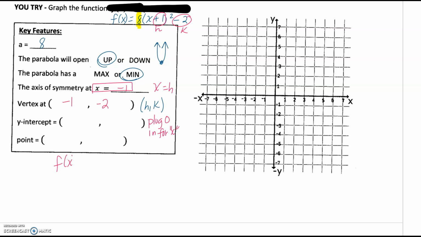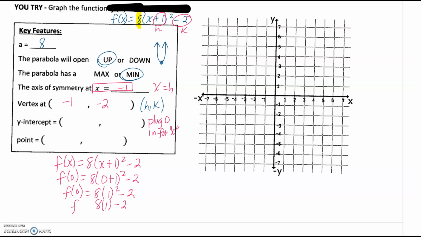So I get the f of x, I'm rewriting the equation, equals 8 times the sum of x and 1 squared minus 2. So I get the f of 0 equals 8 times 0 plus 1 squared minus 2. And what's 0 plus 1? It's 1. You're only squaring that 1. Don't do 8 times 1 and square it. Square the 1 and then we'll multiply it by 8. So 1 squared is 1. 1 times 8 is 8. And 8 minus 2 is 6. So we're going to get the f of 0 equals 6. When I input 0 for x, I output 6 for y.